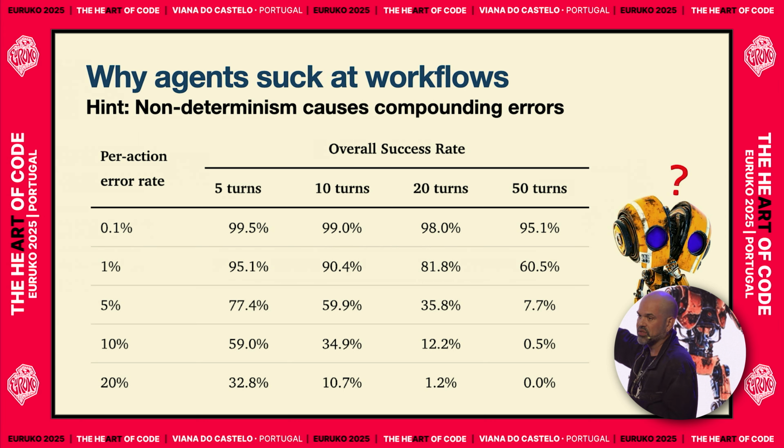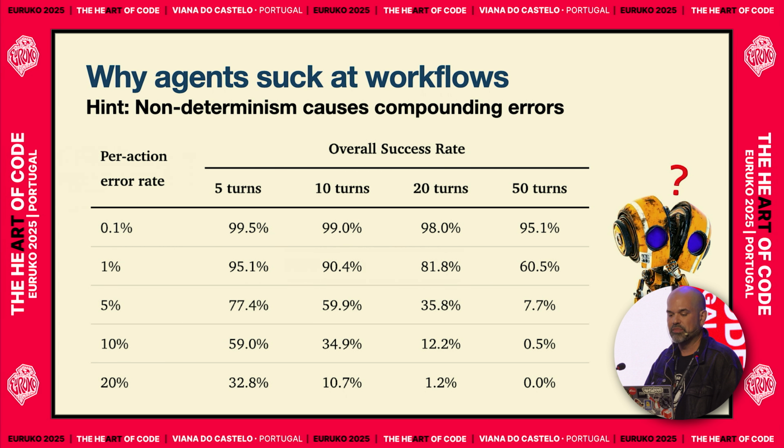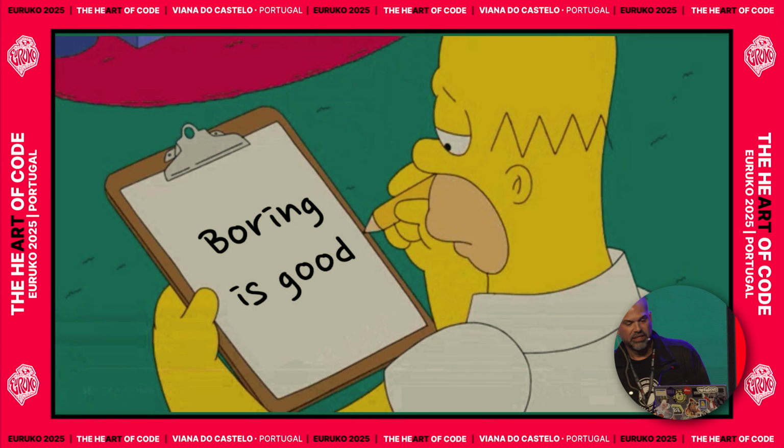After 20 turns, you're only at 98% success, and at 50 turns, you're at 95%. Now, if we go with more realistic error rates, you see that the resulting effectiveness of agentic workflows plummets, in some cases getting down below 50% or even close to 0. So even though workflows might seem, in a sense, to be a boring topic, there are cases where boring is actually good.